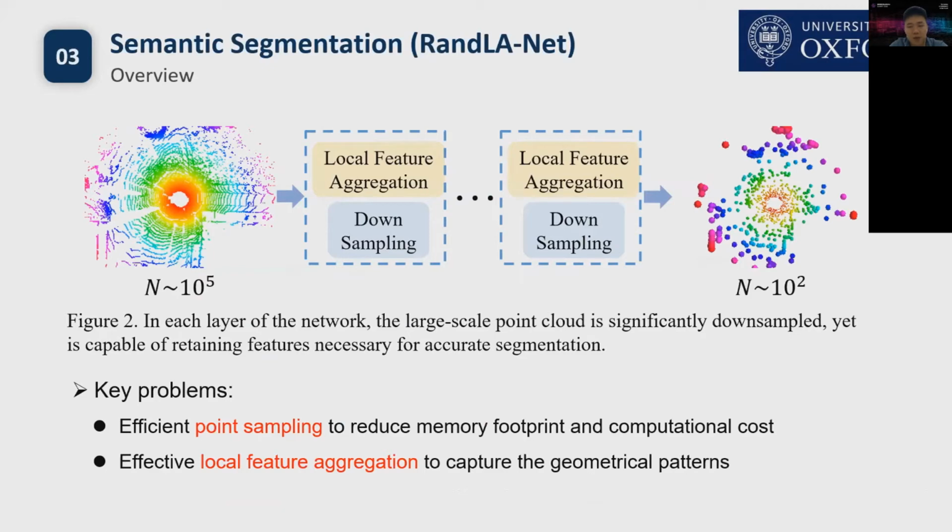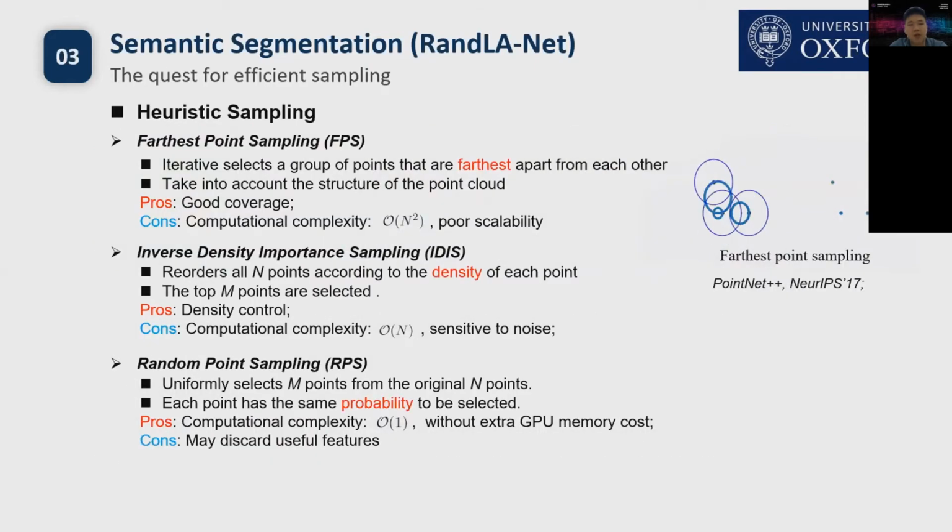So this is an overview of our work. We found that to achieve efficient semantic segmentation of large-scale point clouds, the key problems are twofold. First is efficient point sampling, and another is an effective local feature aggregation module. To this end, we first compare existing sampling strategies.